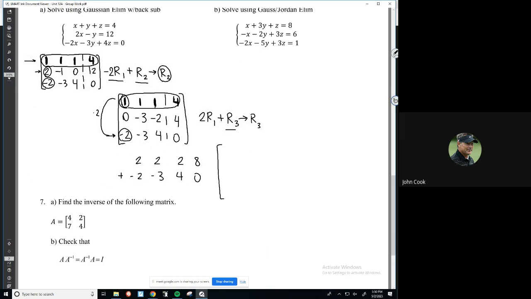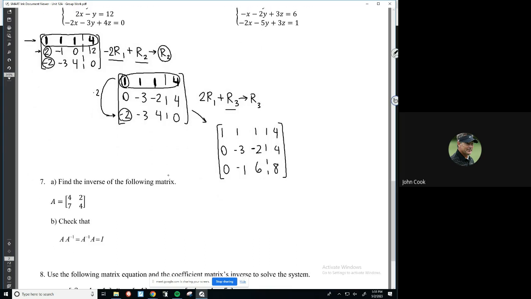So I'm just going to retranslate all this stuff. I'm going to keep row 1 and row 2 the same. So 1, 1, 1, 4. The second row is going to be 0, negative 3, negative 2, and 4. And then my new row 3 I'm going to find by adding all this stuff together. So 2 minus 2 is 0. 2 minus 3 is going to be a negative 1. 2 plus 4 is 6. 8 plus 0 is 8. So here is our next matrix. And we are good to go with our Gaussian elimination.